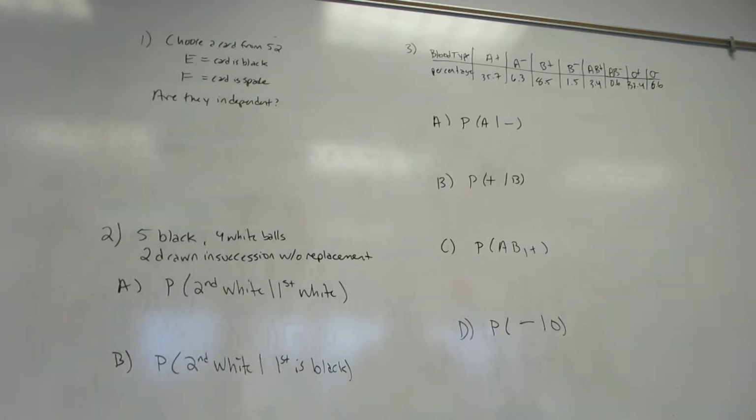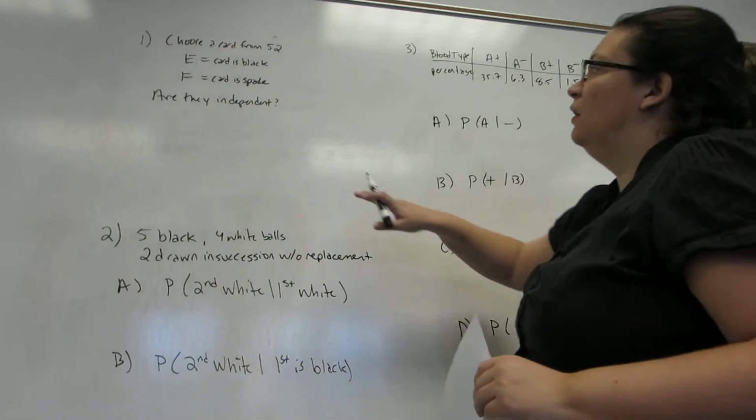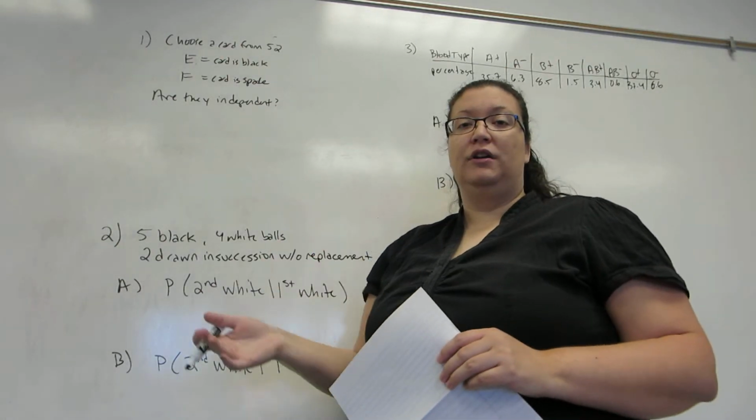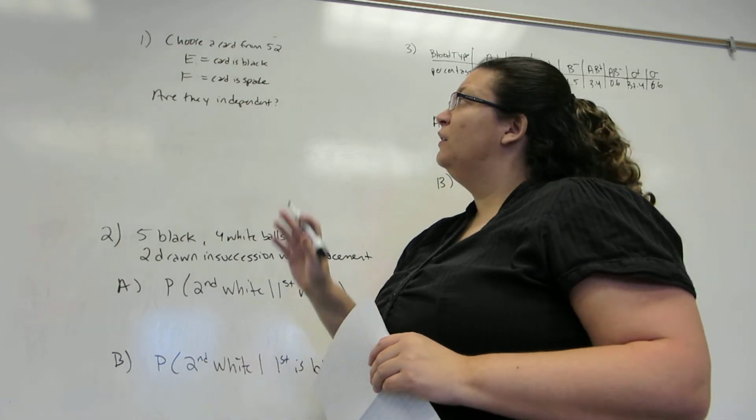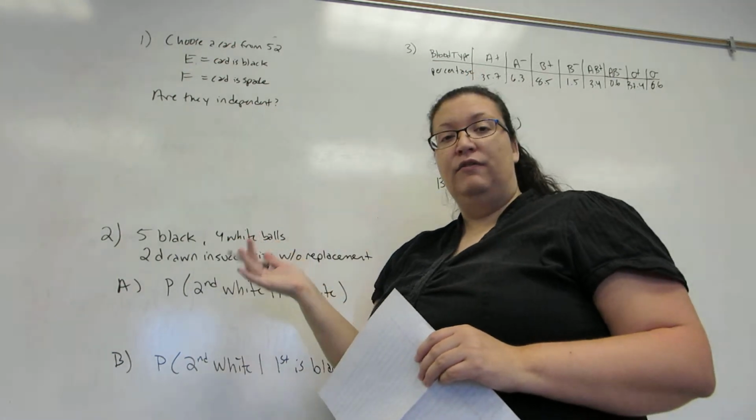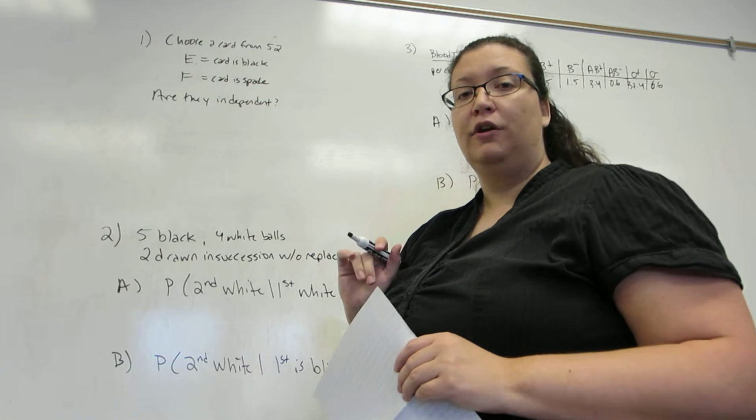Let's look at independence and conditional probability. First of all, our experiment is choosing a card from a standard 52 card deck. Event E is that the card is black. Event F is that the card is a spade. I want to know if they're independent.